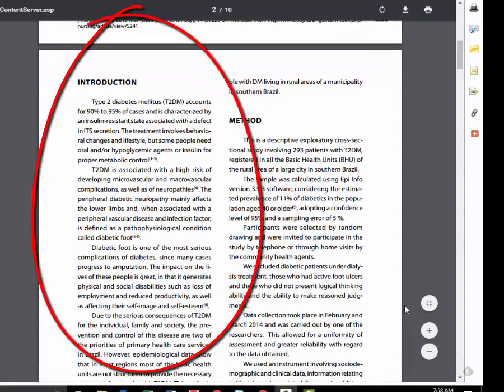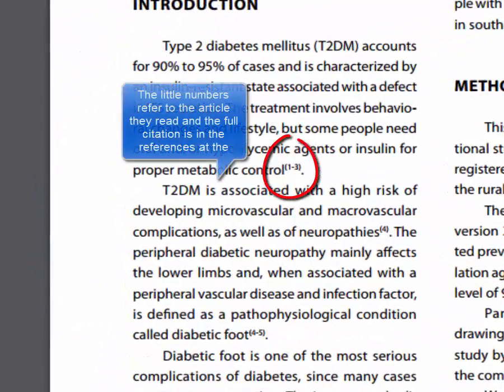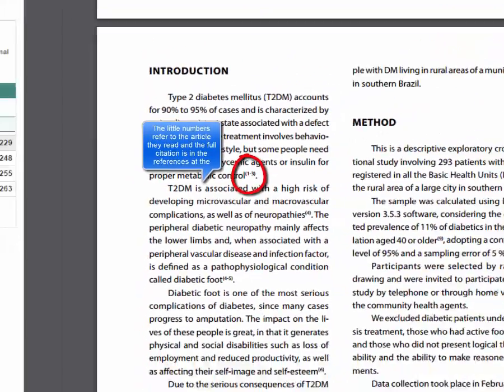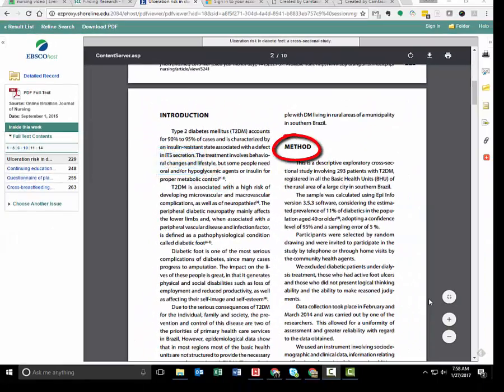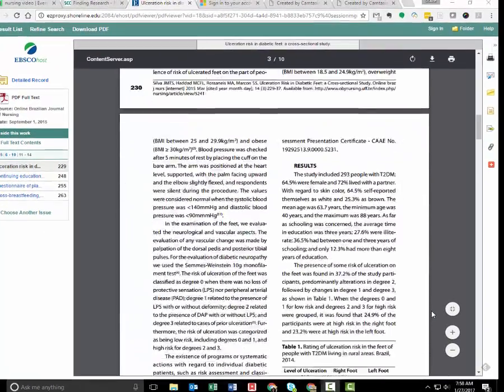introduction with a literature review. This is where the authors say what their question is. Method or methodology, which is how they will ask their question. Results, which is the raw data.